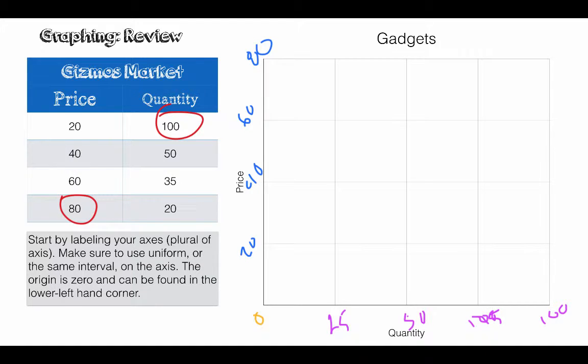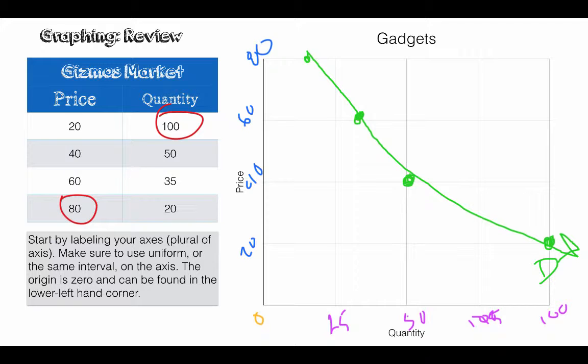All right, so what I have to do now is go through and plot. At $20, I have a quantity of 100. At $40, I have a quantity of 50. At $60, I have 35, so that's going to go up and fall in between, probably a little bit closer to the 25. And then last but not least, at a price of 80, I have 20. Now I connect my dots. And there we go. We know that's a demand curve because we learned about that last time.